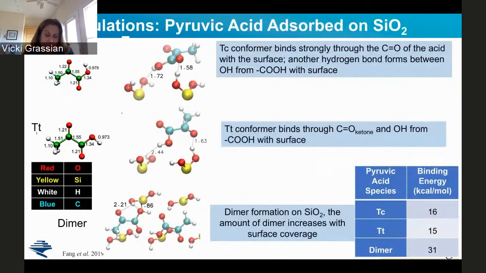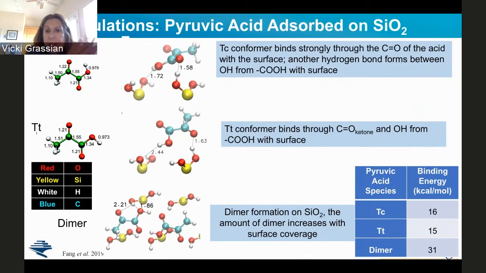So what about the structures on the surface? Again, our collaborators helped us out with this, doing some MD simulations. On the left, what we're showing is the gas phase structures. And then on the right, we start to see that we do have structures that are associated with the TC and the TT formation, but they bond differently.